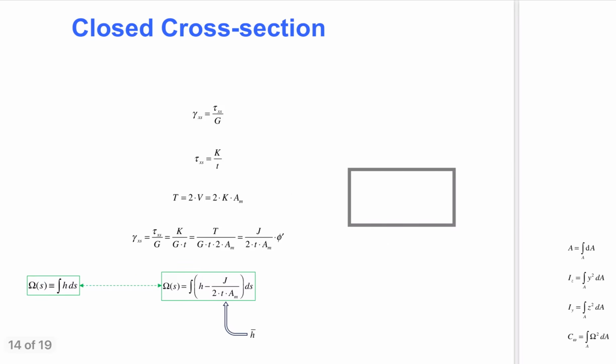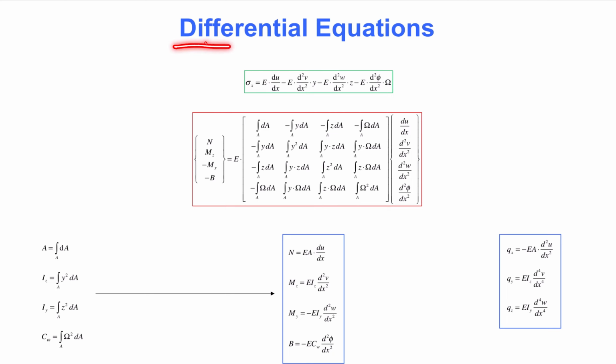It is time to combine all the ingredients in order to formulate the differential equation of the boundary value problem. Actually, 4 differential equations will appear. 1 for axial deformation, 2 for bending about the 2 axes of the cross-section, and 1 for warping torsion. This slide starts by combining material law and kinematic compatibility, shown in the green box. Then that expression for axial stress is employed in the section integration for axial force, bending moments, and the bi-moment. The resulting 4 equations are here shown in vector matrix form in the red box.